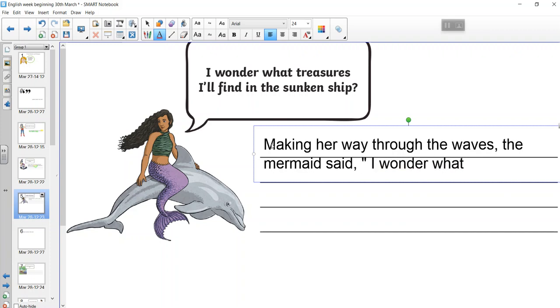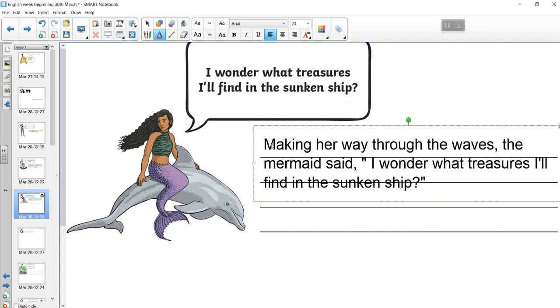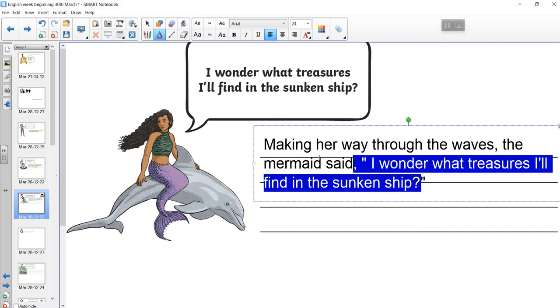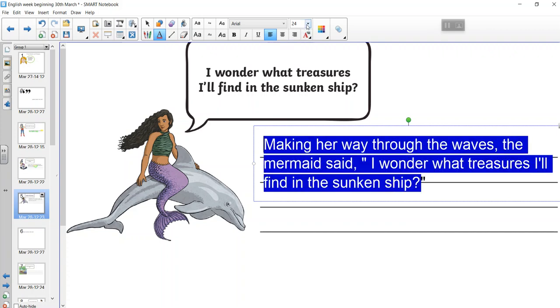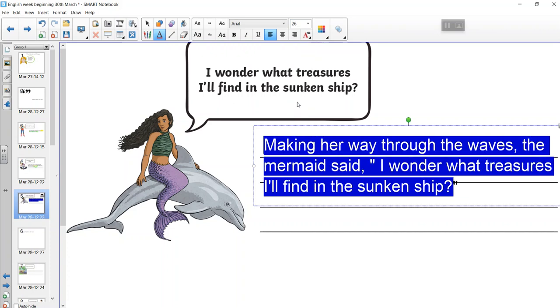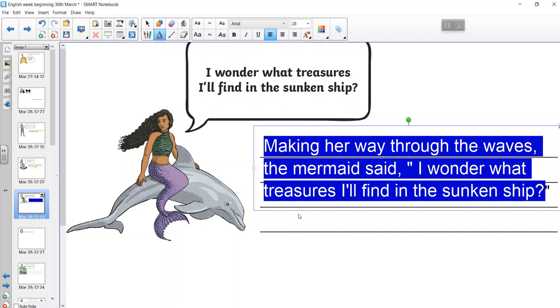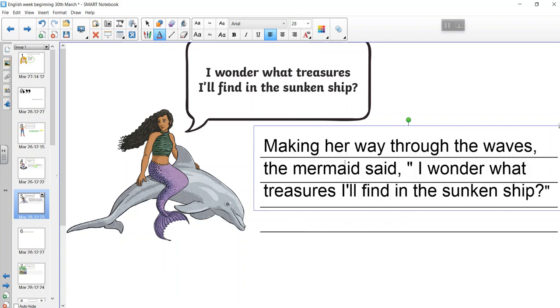"I wonder what treasures I'll find in the sunken ship." And now she's asking herself a question, so I'm going to use my question mark there. Make that a little bit bigger so you can sit it on the lines. One more, I think. There we go. So let's check the punctuation here.